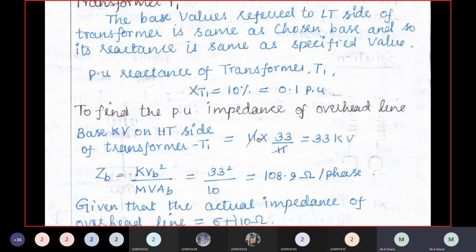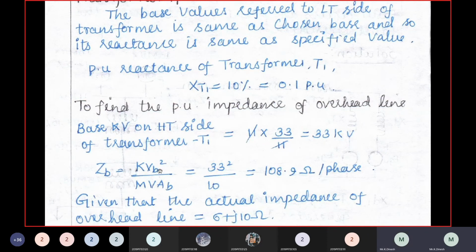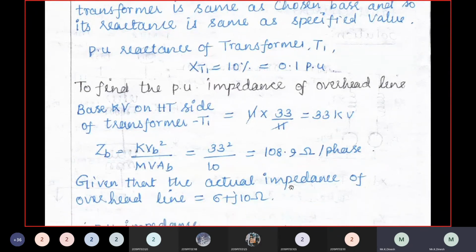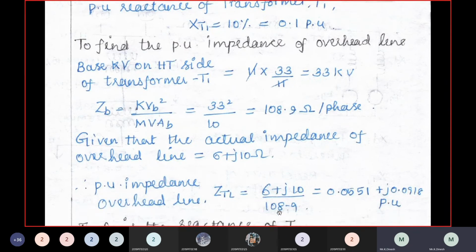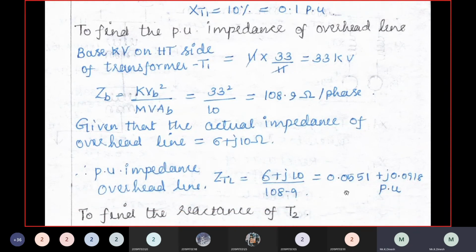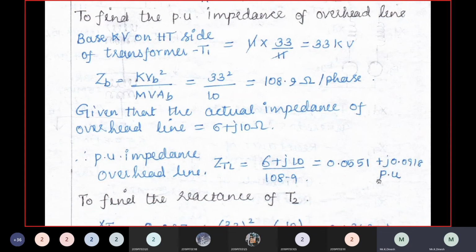The kV base on the LT side changes. So 11 into 33 by 11, 11 cancels. So ZB is kV base squared by MVA base, 33 squared by 10, 33 squared is 1089, so 108.9. The actual impedance given in the problem is 6 + j10. 6 + j10 divided by 108.9 gives 0.0551 plus j0.0919 per unit.